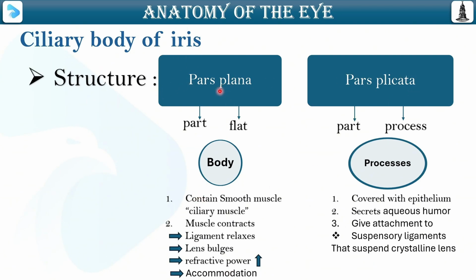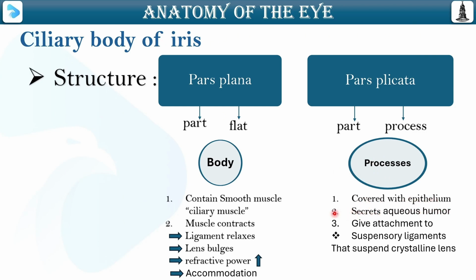So let's see the function of the pars plana, or the flat part. It contains the smooth muscle, which is called the ciliary muscle. When the muscle contracts, the ligament relaxes, so the lens bulges. That will increase the refractive power of the lens, and we will see near objects and accommodation occurs. Two, the pars plicata, or the ciliary processes, are covered with epithelium. That epithelium secretes aqueous humor.